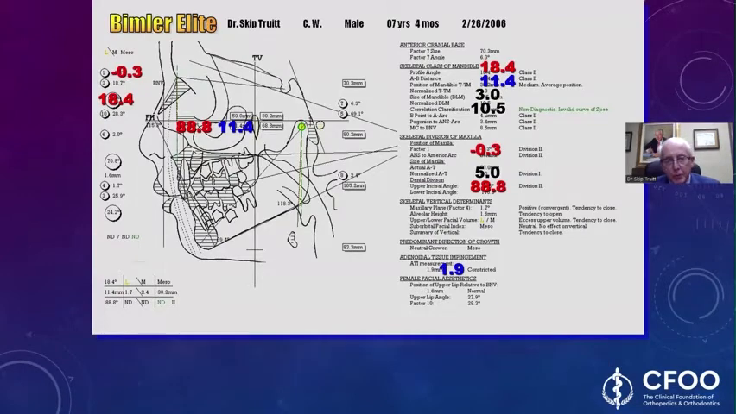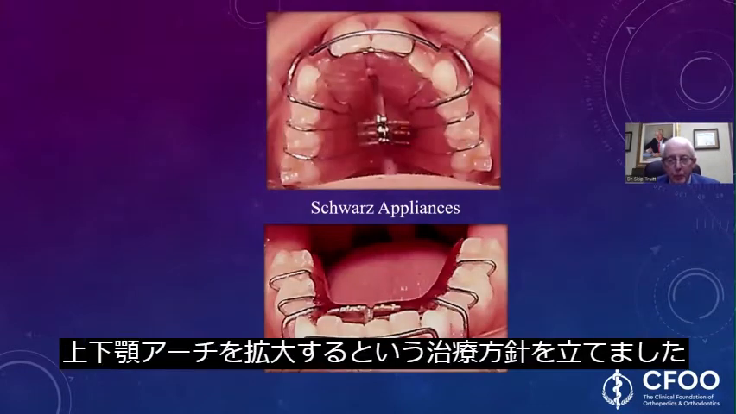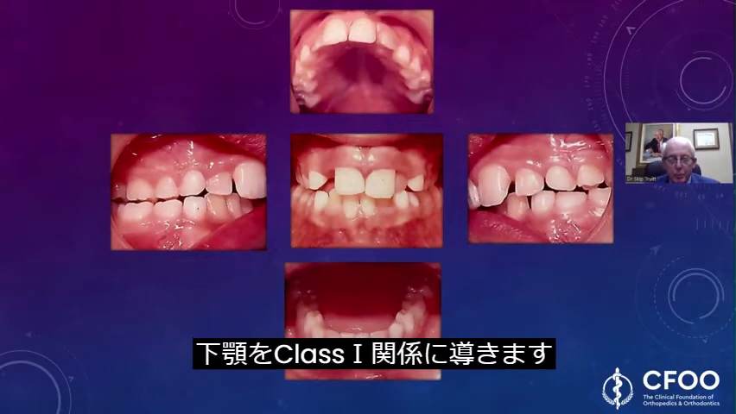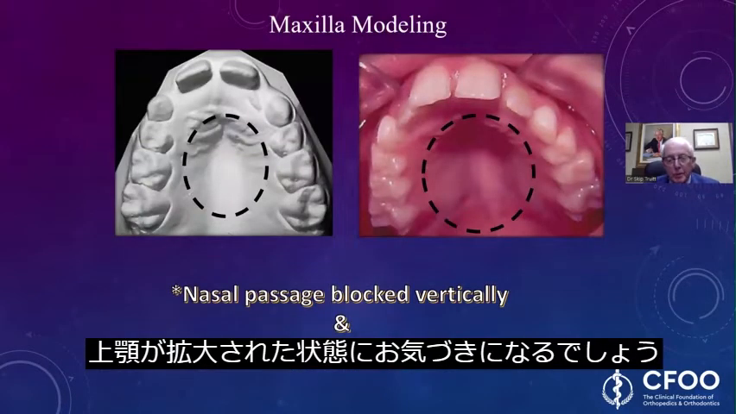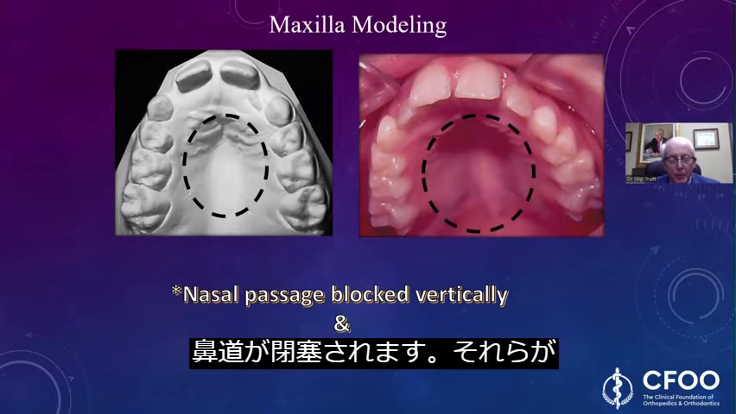Records determine that the child's mandible was trapped in skeletal class 2, so the objective was to fully develop both arches. Once both arches were fully developed, then the mandible distracted into a class 1 relationship. You'll notice as the maxilla develops, it models both vertically and transversely out of the nasal passage, and that was a major obstruction for the airway.